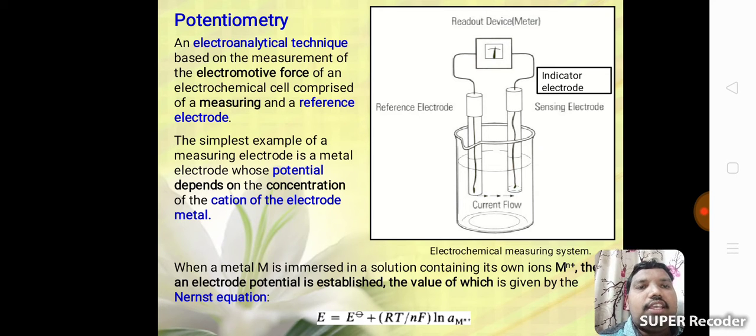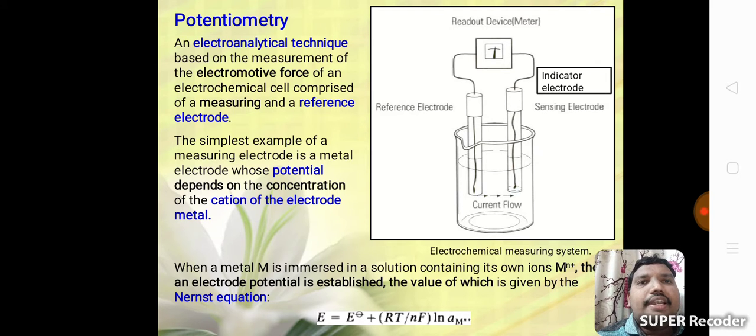Nernst equation: E equals E naught plus RT by nF, logarithm ln a of M^n+ concentration. This is the potentiometry condition. It is an electroanalytical technique.